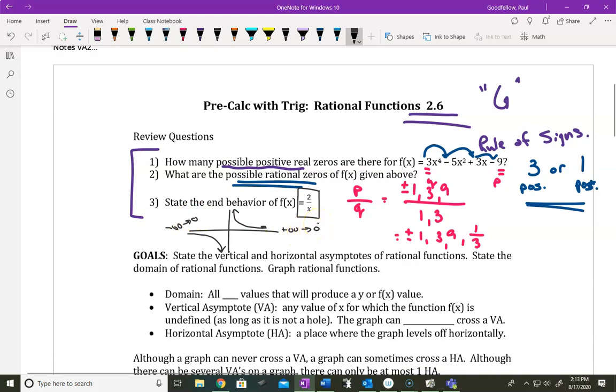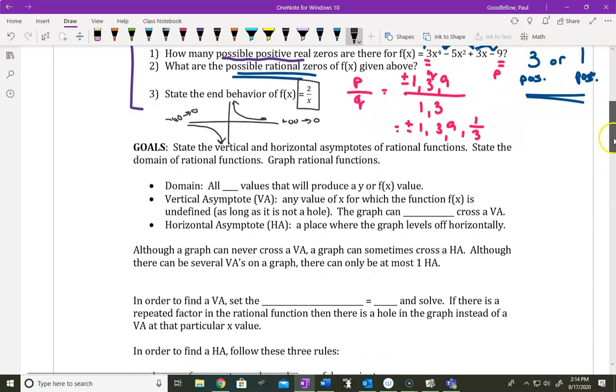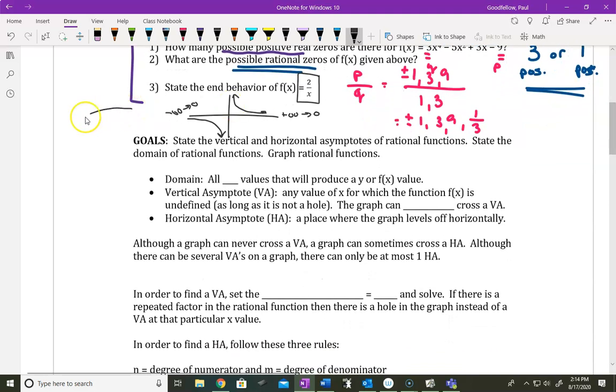Now, normally when we talk about end behavior, we're very focused on the x or domain possibilities of this. The reason this one is going towards 0 is because the horizontal asymptote is at 0. We'll talk more about this. This leads me down here to our goals today, and that's to help us define where the vertical and horizontal asymptotes of rational functions would be.